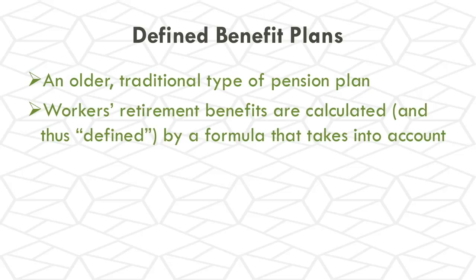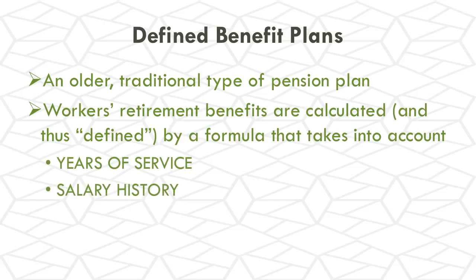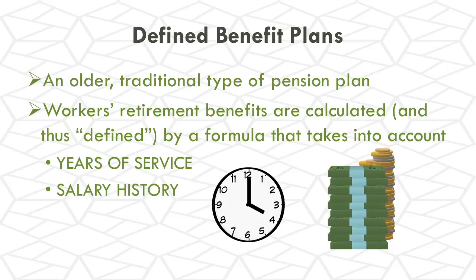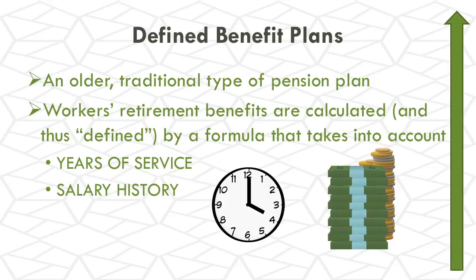Workers' retirement benefits are calculated and thus defined, which is where it gets its name, by a formula that takes into account years of service and salary history. So essentially, the longer that a person has worked at a company and the greater their salary over the time, that's going to make their defined benefit pension plan higher. There's a specific formula that most of them use, but those two things are what they take into account to define that plan.